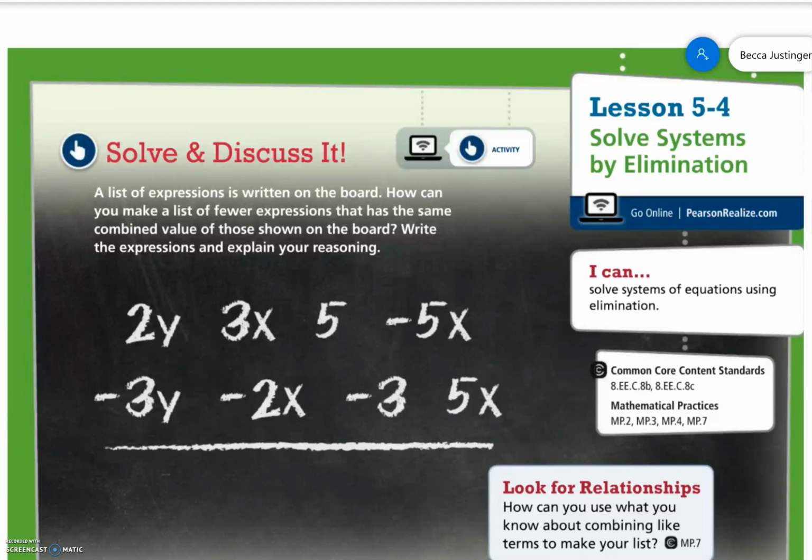Hi, 8th grade. Welcome to your last lesson of Topic 5, Lesson 5-4, Solve Systems by Elimination. At the end of the lesson, I want you to be able to say, I can solve systems of equations using elimination. Let's solve and discuss it.